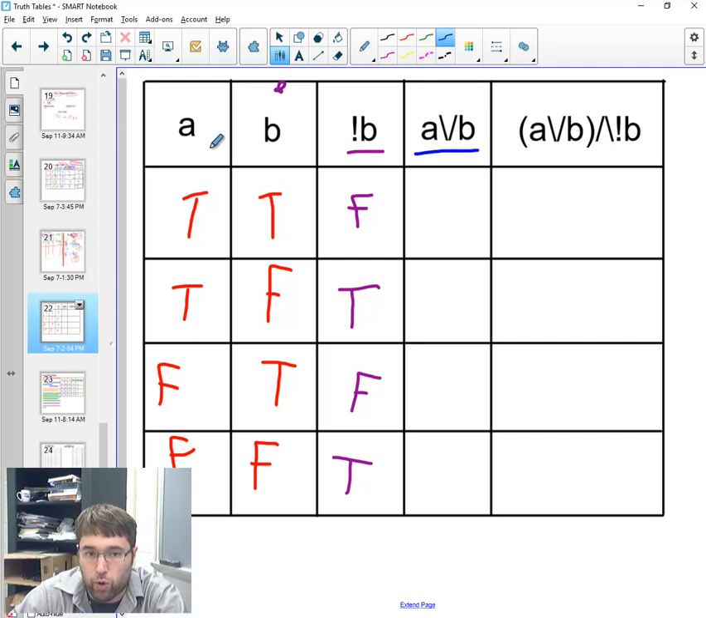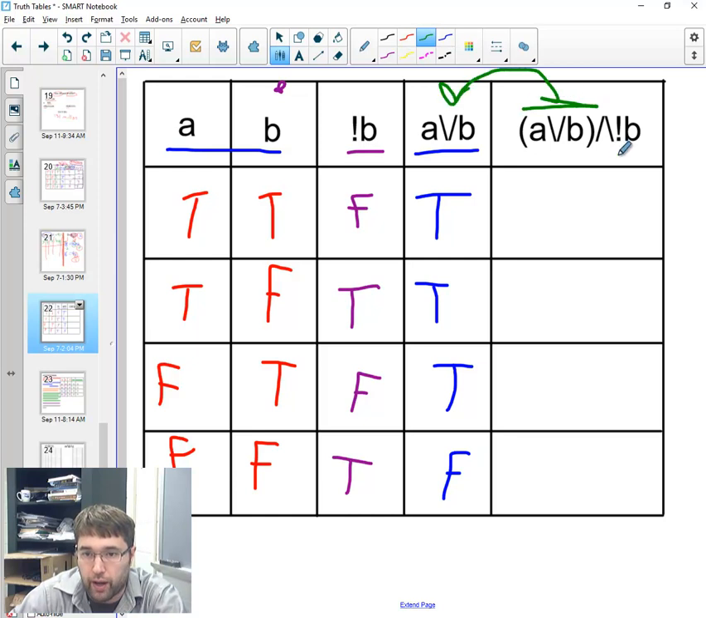Then we look at A or B. If there's a true, it's true. If there's a true, it's true. If there's a true, it's true. If there's a true, there isn't, so it's false. And then A or B is right there, and not B is right there, and we're anding them together. False and true is false. If there's a false, which there isn't, therefore it's true. If there's a false, there is, so it's false. If there's a false, there is, therefore it's false.